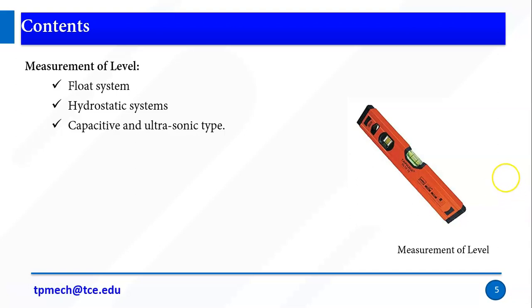Here I have shown one image. This image is nothing but a spirit level. It is used to check whether the surface is flat or whether it has any curvature on it. So this is one of the examples of level measurement.